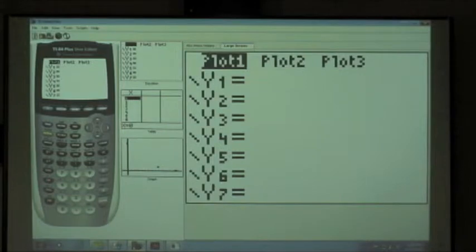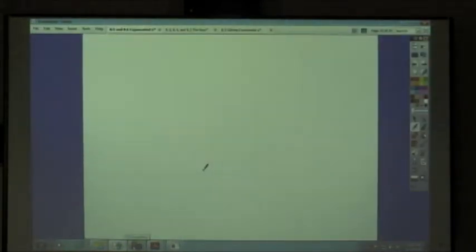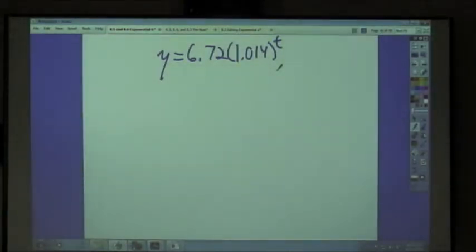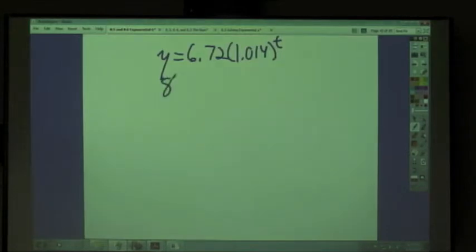So what I want to skip to actually is number 31. Number 31 says, you have this equation that's y equals 6.72 multiplied by 1.014 raised to the t power. And this is supposed to model the population, and it has the x power actually, but I'm going to use t for time. It models the world's population in billions of people x years after the year 2000. Find the year in which the world population is about 8 billion. So you want to find when this thing equals 8.